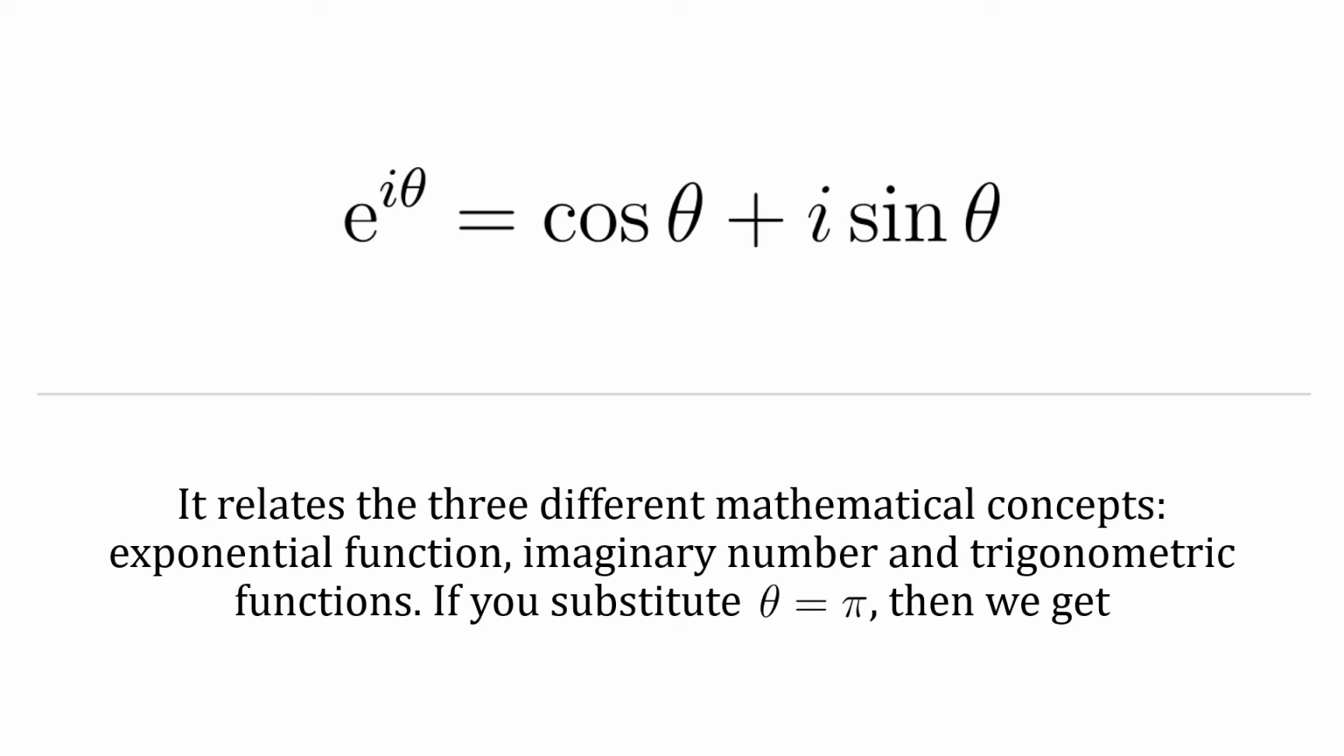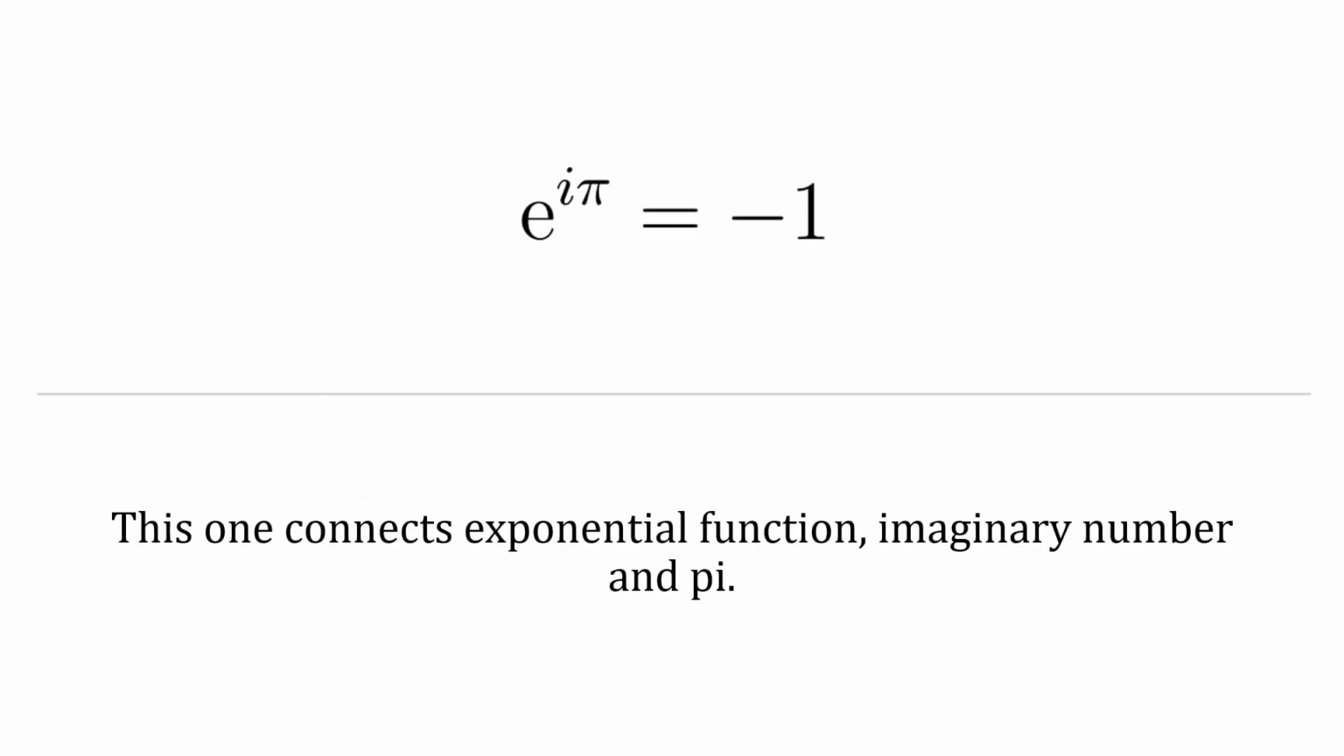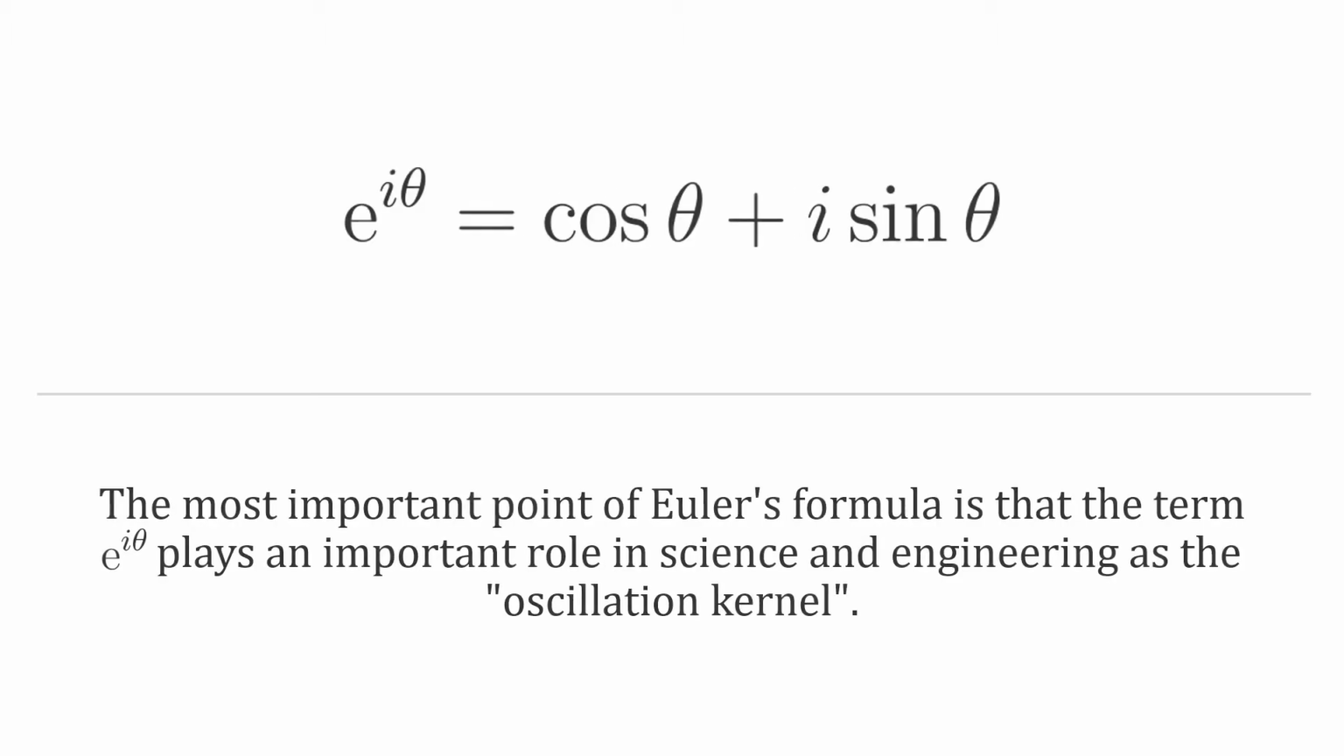If you substitute θ = π, then we get e^(iπ) = -1. This one connects exponential function, imaginary number, and pi. The most important point of Euler's formula is that the term e^(iθ) plays an important role in science and engineering as the oscillation kernel.